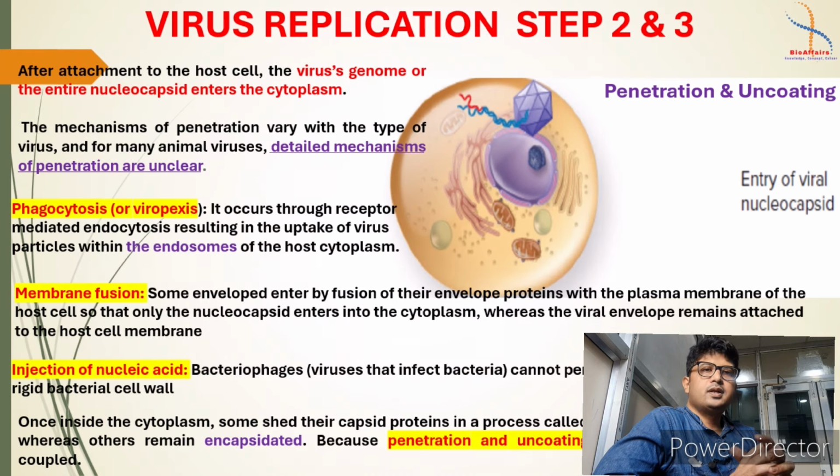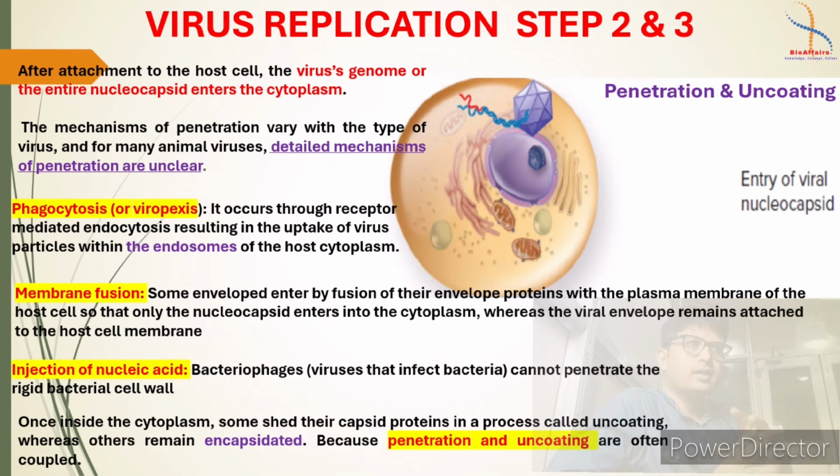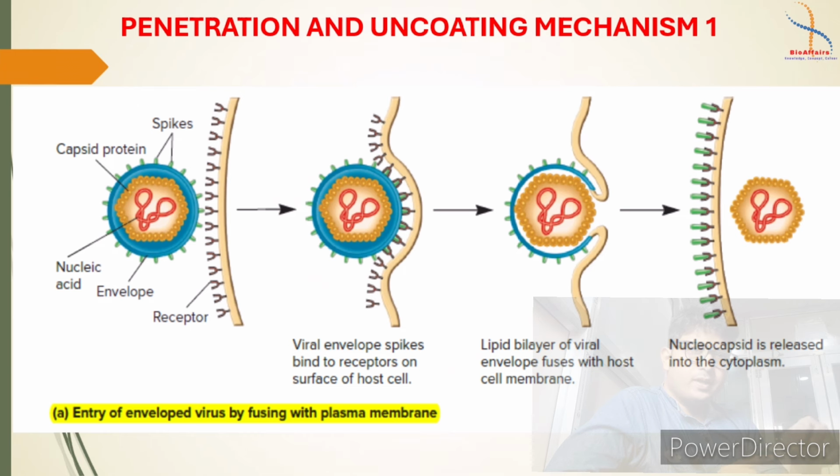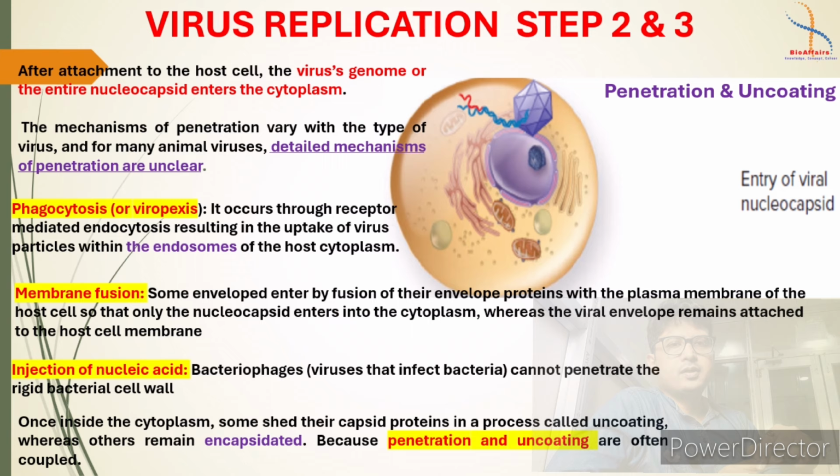Now coming to steps 2 and 3 combined. I have given combined penetration and uncoating here because it is happening very quickly, so I have given this point in a single slide. Let's try to understand: attachment, then penetration, and this penetration step itself combines with uncoating. The mechanism of penetration varies with the type of virus. As is obvious, all viruses are not the same, so their ligands will not be the same and their receptors will not be the same.